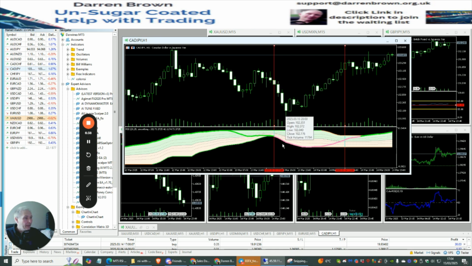Okay, this one again would have been because green's buy, pink is sell. Okay, so anything that goes from green to pink is a sell trade. Anything that goes from pink to green is a buy trade. Okay, so we move this over here.